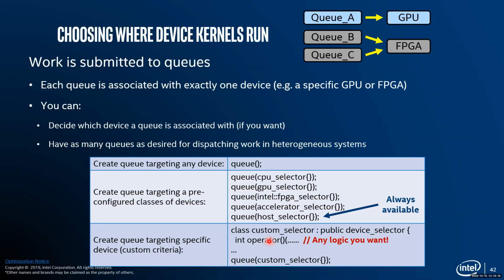So there's a simple lab that we'll be doing on that. But for now, just remember that you can create a custom selector of your own, and you can customize how you offload to any particular device you want to, a vendor specific device. Specifically, if you want to target a vendor specific device, you can create the custom selector class.